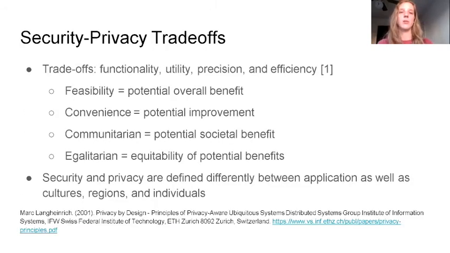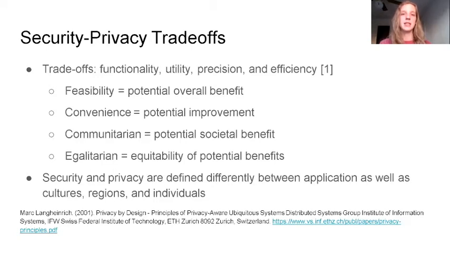A key part of implementing privacy and security in smart cities is weighing the potential benefits of the overall system. Enhancing the privacy and security of the system often comes at the cost of functionality, utility, precision, and efficiency. Therefore, it is important to consider the possible risks to privacy and security in relation to the benefits of the smart city system. First, the feasibility of the system refers to the potential overall benefit gained. Does it offer a tangible benefit or reduction in harm?